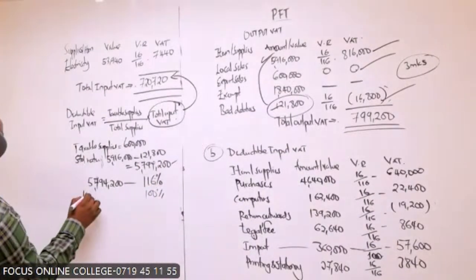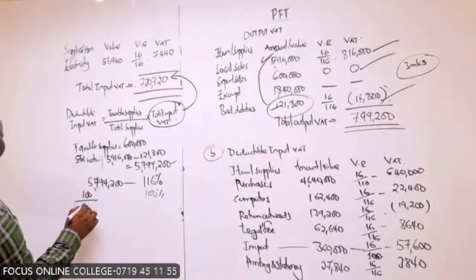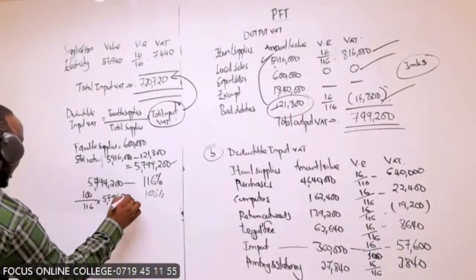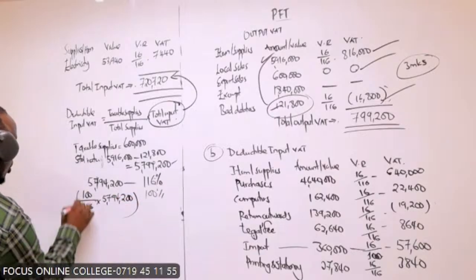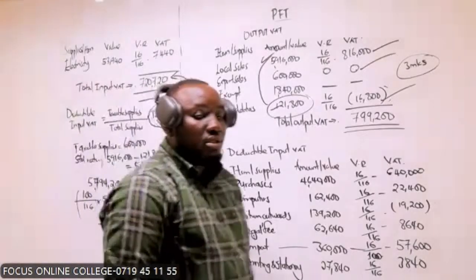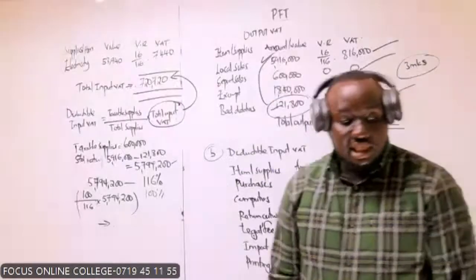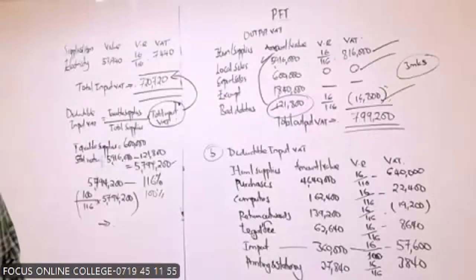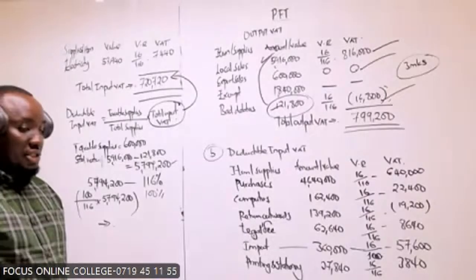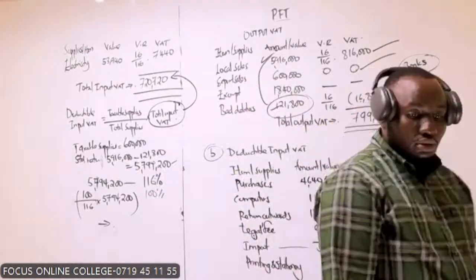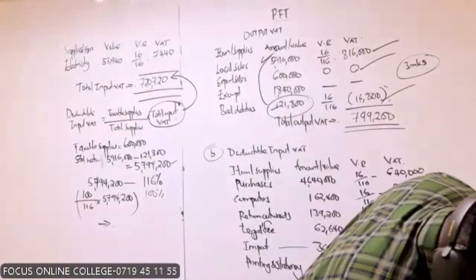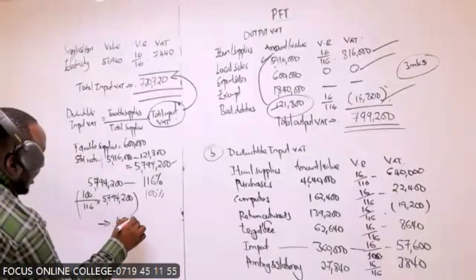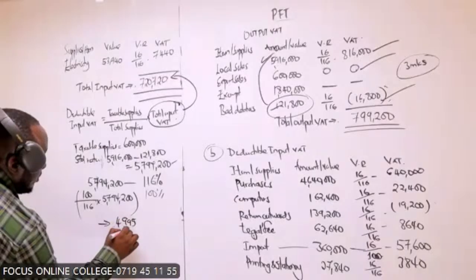So I come here and say 100 over 116 times 57,94,200. So they get for me the figure exclusive of VAT. Give me that. So that should be 4,995,000.